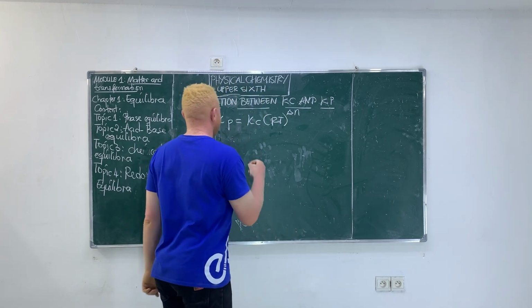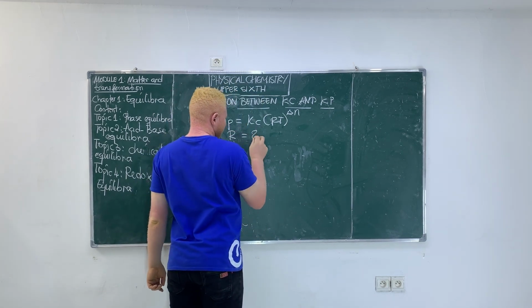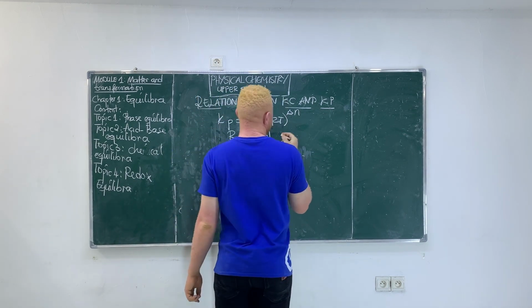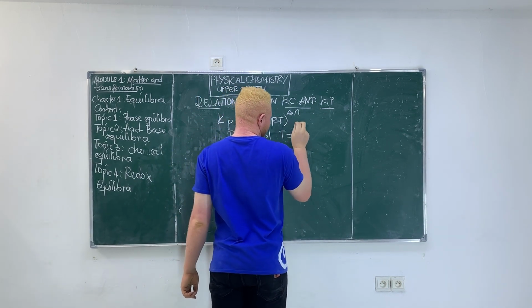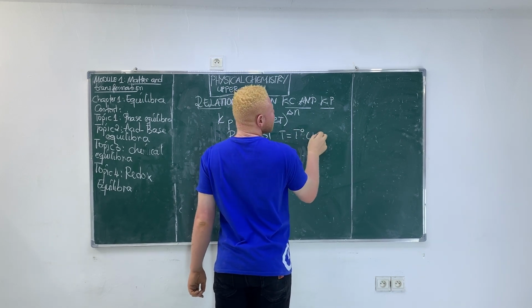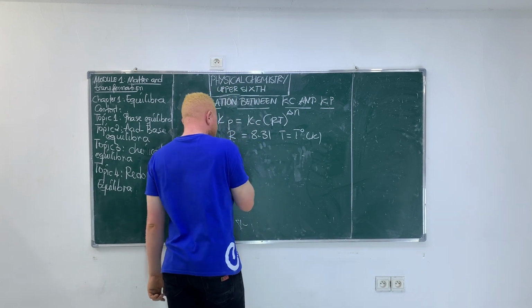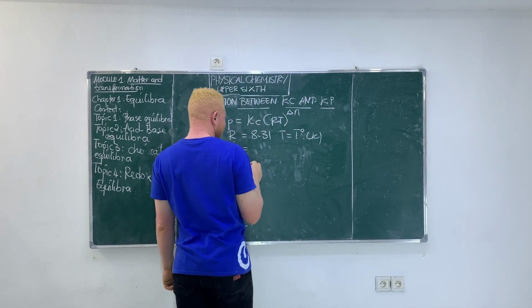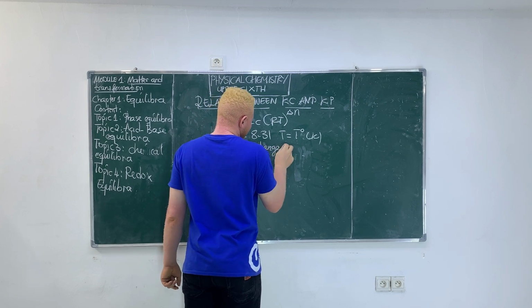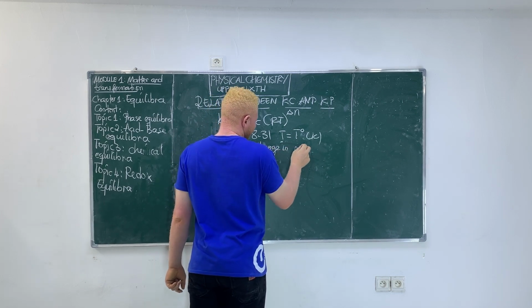So let me put the values. R is 8.31. T is temperature in Kelvin. Delta n is change in moles.